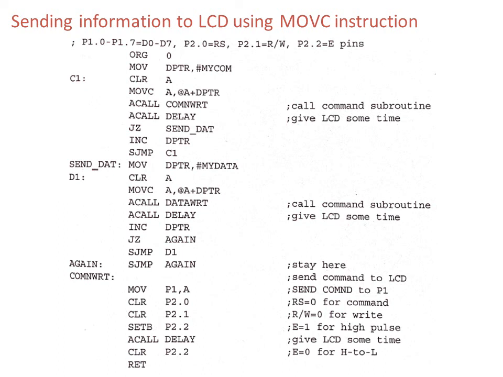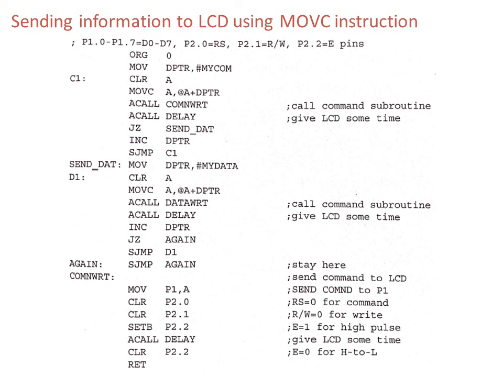In the send data subroutine, the first instruction is MOV DPTR, #MYDATA. Here MYDATA is nothing but DB which holds the string HELLO. MOV DPTR, #MYDATA means that particular string will be copied to DPTR. Then CLR A, clear accumulator, MOVC A, @A+DPTR. Since the accumulator content is 0, the DPTR content itself will be copied to A, that is accumulator. Then ACALL data write.